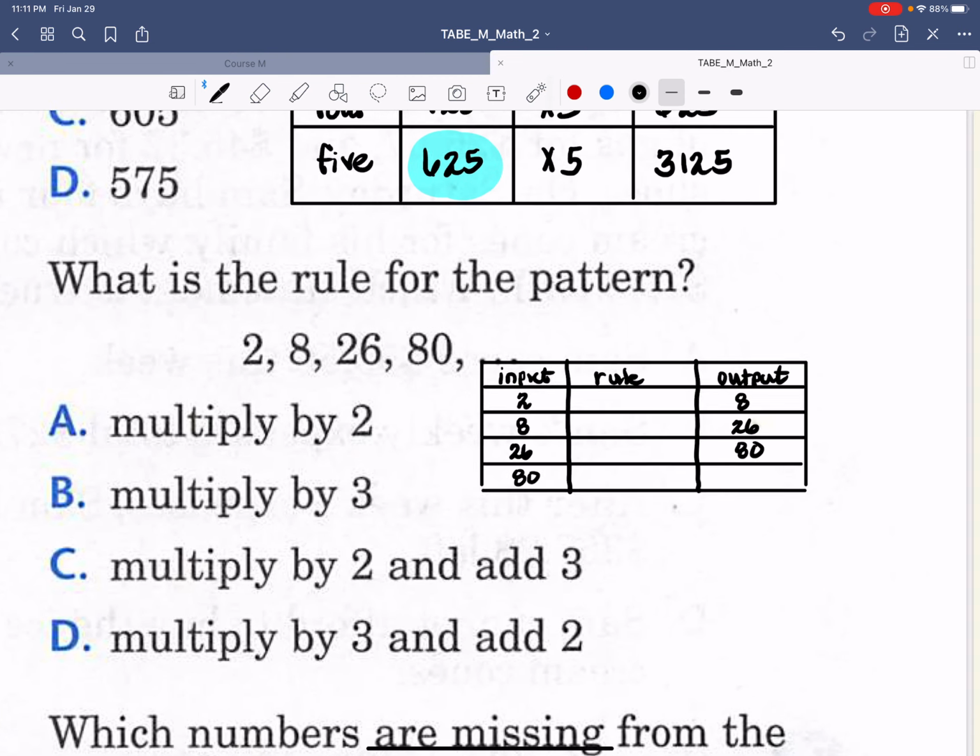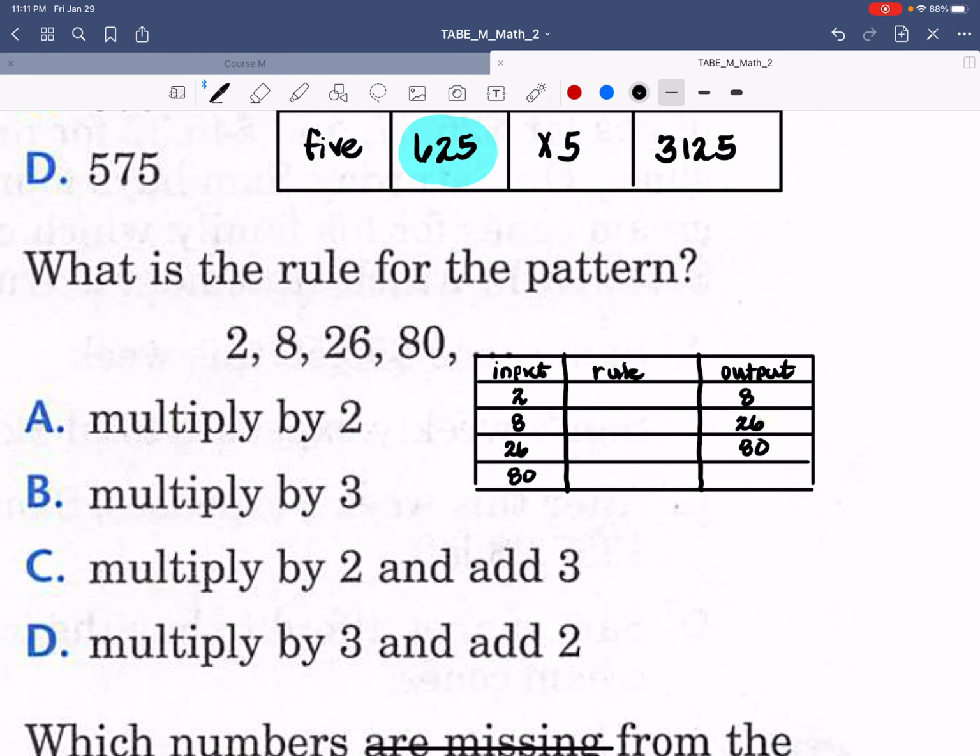So I'm just going to try the choices they give me. That's the fastest way. It is building up, so I would eliminate any subtraction or division, but there are none. All of these are building up choices. So let's try the times 2. 2 times 2 is not 8. So let's try 2 times 3. Again, that is not 8.